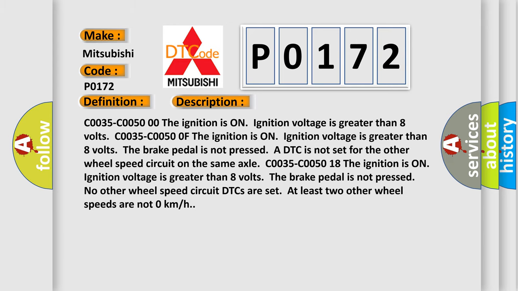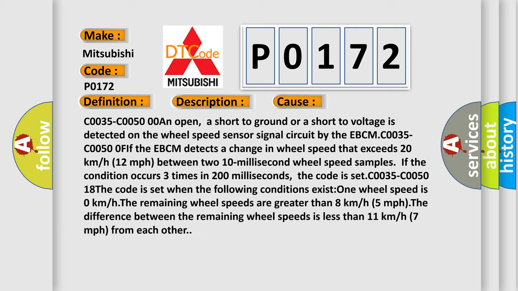This diagnostic error occurs most often in these cases: C0035 C0050: an open, a short to ground or a short to voltage is detected on the wheel speed sensor signal circuit by the EBCM. C0035 C0050 0F: the EBCM detects a change in wheel speed that exceeds 20 km per hour, 12 miles per hour, between 2 10-millisecond wheel speed samples. If the condition occurs 3 times in 200 milliseconds, the code is set.